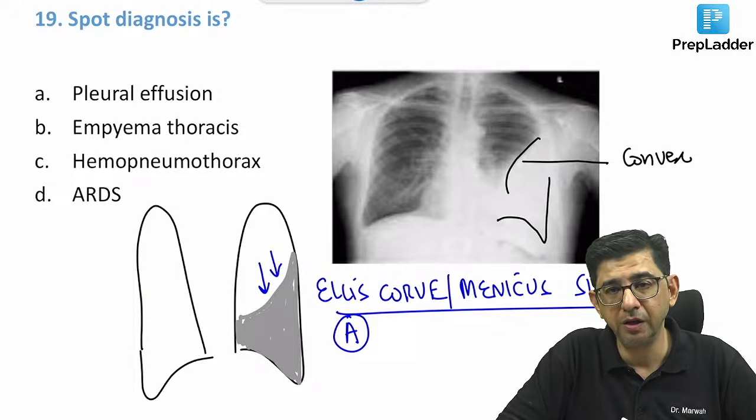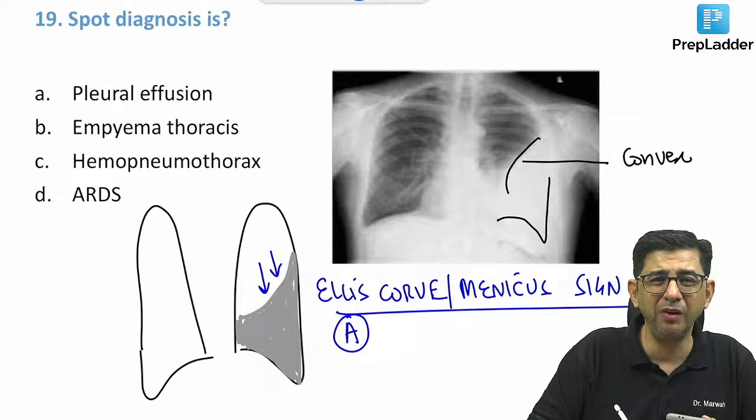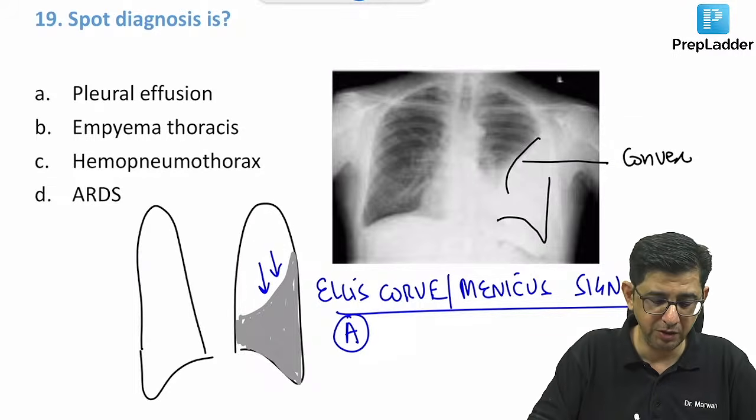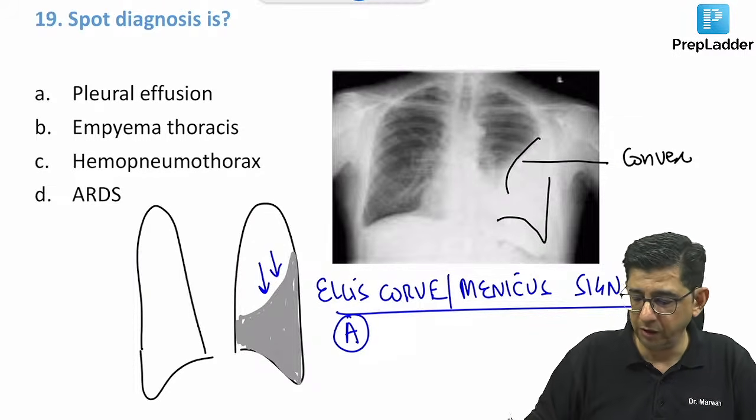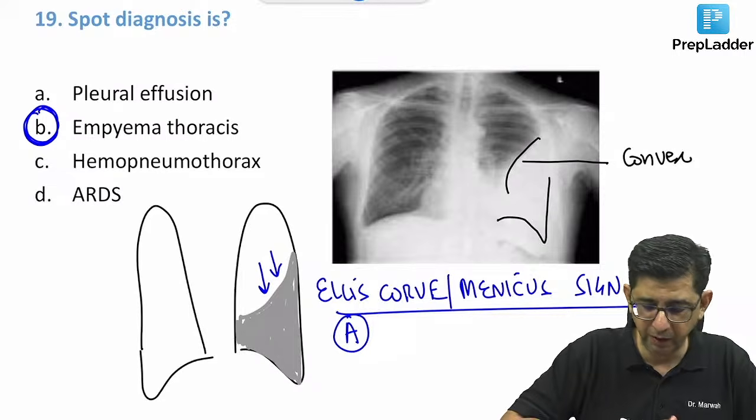But considering that there's a convexity present, though ideally you should mention a history as well, because today we are discussing questions, I just want to bring to your attention that if it's a convex shape present here, then we'll go for option number B in this case, that is empyema.